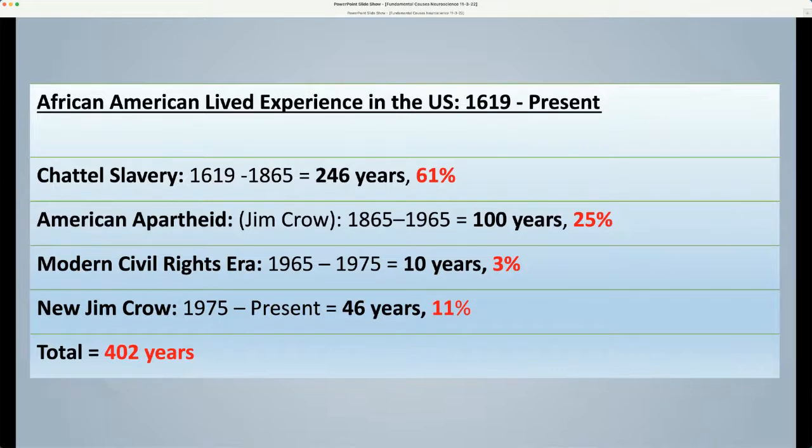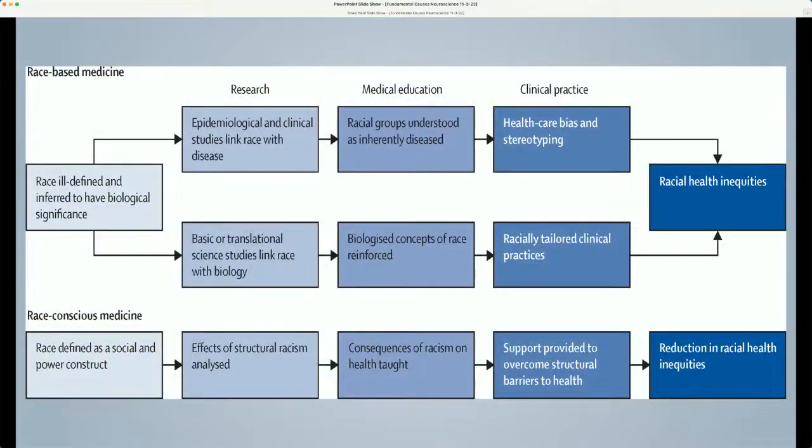And so we're looking at this as a social historical framework that we need to use to establish a new modality of post-racial medicine and related clinical practices. The top of this chart illustrates race-based medicine, what has been historically the practice, where we link race with disease. Racial groups are understood as inherently diseased. Black people are vectors of disease, et cetera. That's the attitude that has prevailed throughout history.